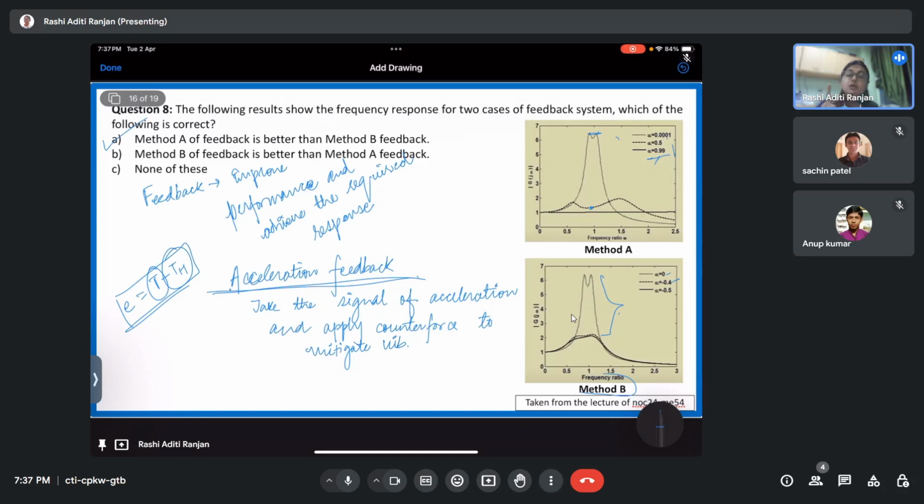Also you see, what my feedback system is doing is applying a counter force. My acceleration would give me a force if I multiply it with mass. So if I know the acceleration, I can know the exact force that is required at the particular instant to be applied in order to mitigate any kind of vibration. If I can stop the acceleration, then I can stop the velocity and I can stop the displacement. But if I stop the displacement, it is not necessary that I can stop the acceleration. Correct. So that is why my acceleration feedback can actually mitigate high frequency vibration.